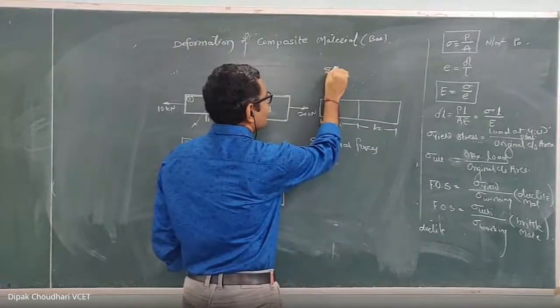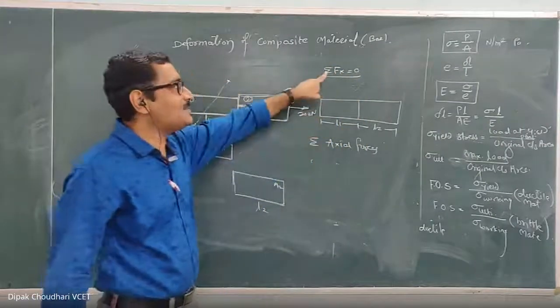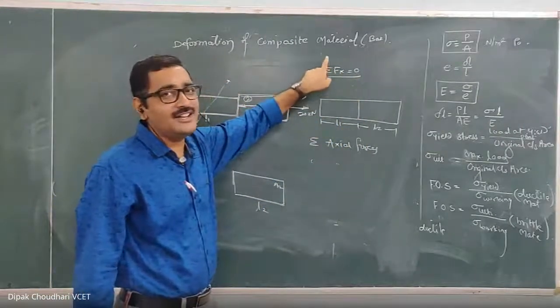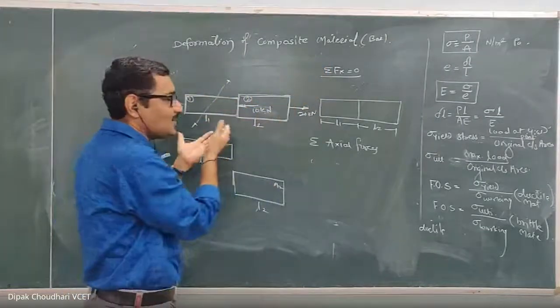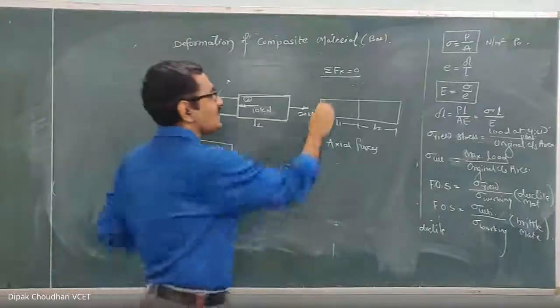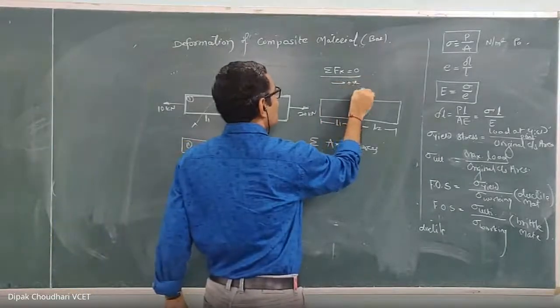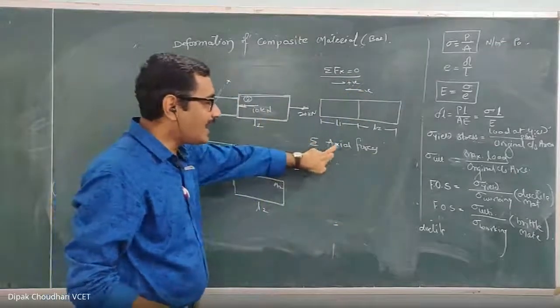इसके पहले मैंने यूज किया summation of Fx equal to 0. When I use summation of Fx equal to 0, this is the condition of equilibrium for which I use the forces acting on the entire part. And I use the normal sign convention, the force acting towards right positive, force acting towards left negative. Yeah, but how to calculate the axial force?